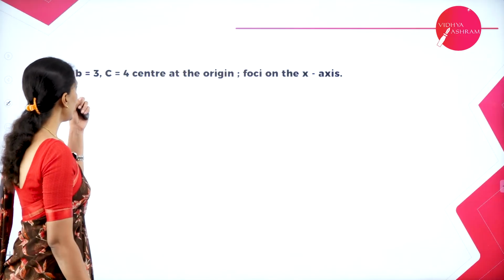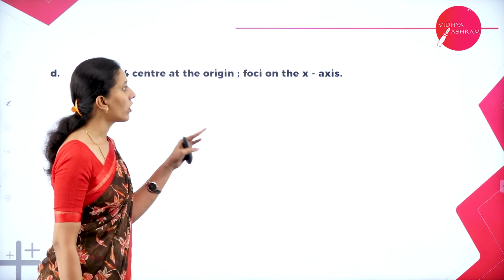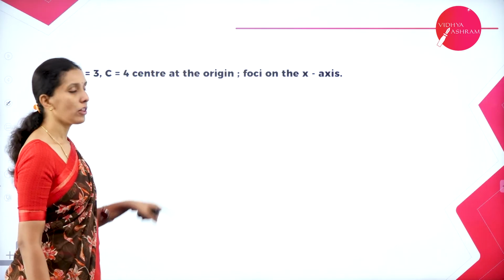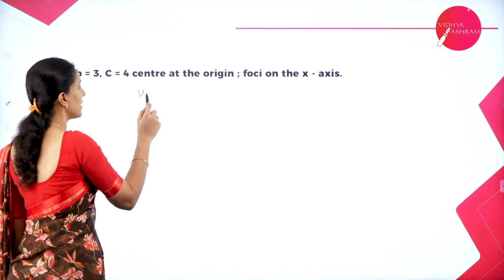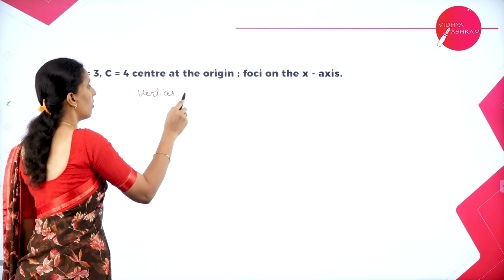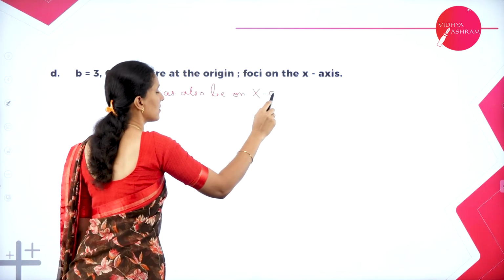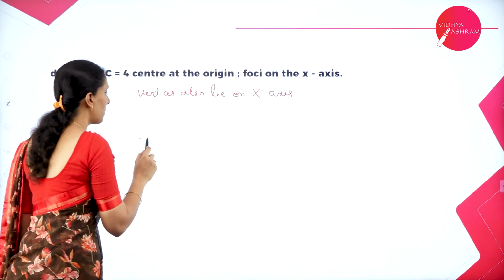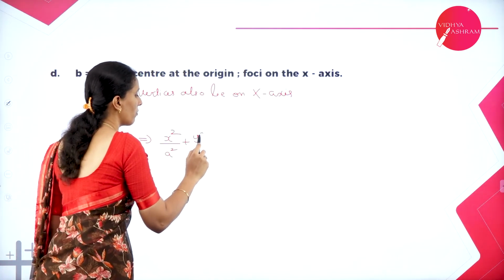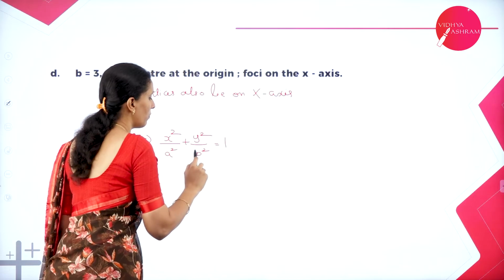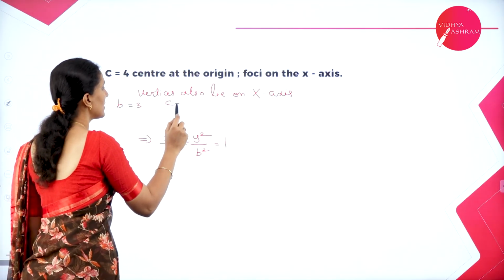Next one, b is equal to 3, c is equal to 4, center is at the origin, foci on the x-axis. Foci on the x-axis means vertices also lie on the x-axis. So this implies the standard equation is x square by a square plus y square by b square is equal to 1. Now they have given the value of b is equal to 3, c is equal to 4.